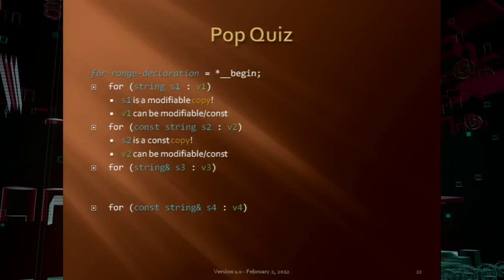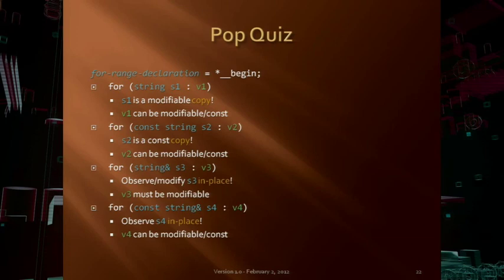That is not so good for performance, and if you are attempting to write to the vector, you're going to be like, hey, my writes were lost. Same would be true if you wrote for int i colon v. Now, if you write for string ref s3 colon v3, then you do get a reference bound to the element in place, and you can either observe or modify.